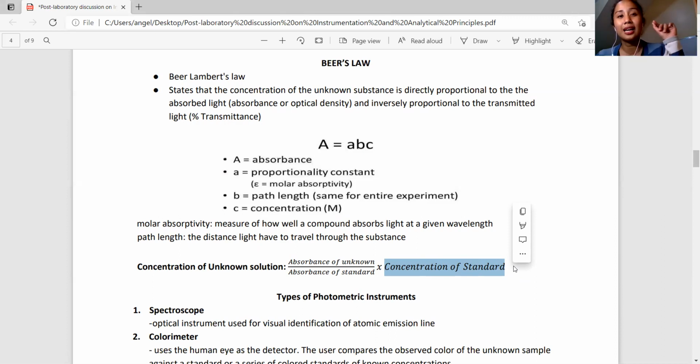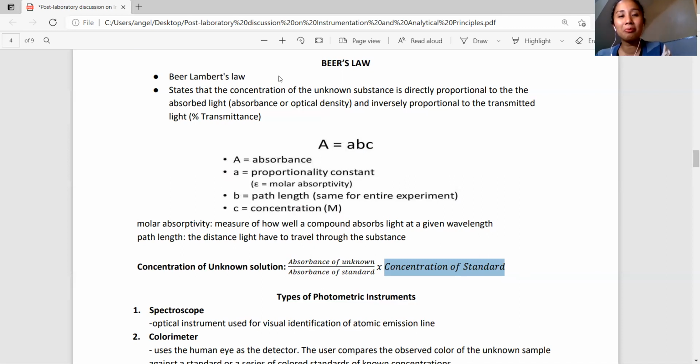So, itong concentration of the standard, class, makikita natin to sa primary standard kung ano concentration niya nakalagay doon. Yung absorbance, class, is data that is collected from your spectrophotometer machine. Makikita mo to sa readout device. So, pag ni-read mo sa spectrophotometer, ang result na ilalabas niya is yung absorbance. So, you should take the absorbance of the unknown over the absorbance of the standard times concentration of standard. So, class, this formula is derived from your Beer's law.